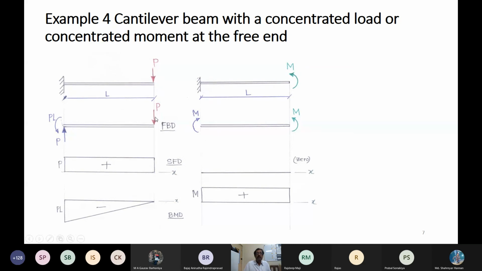Again, vertically down force, shear force is left up, right down. It is a right down shear, positive shear. But the moment will be negative because this will try to rotate this way.